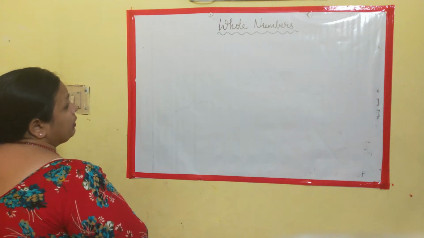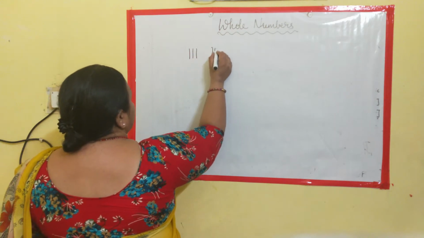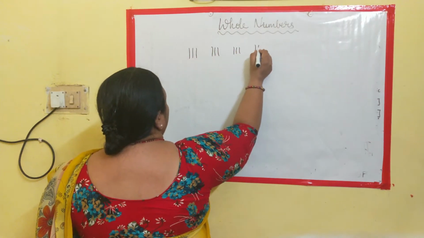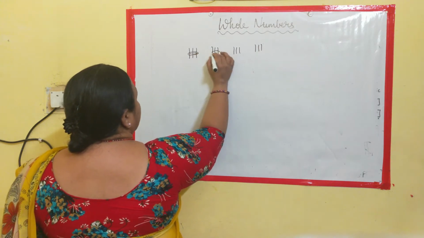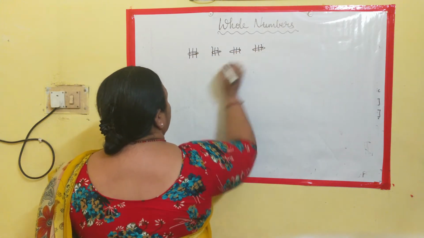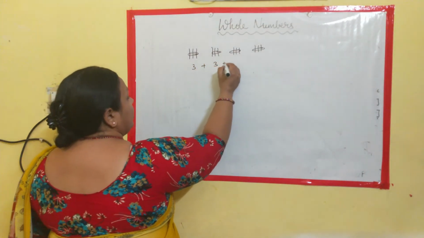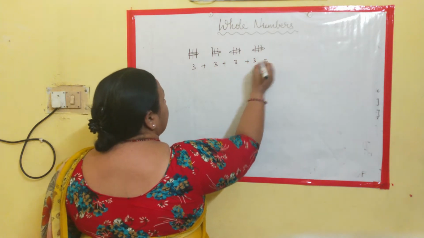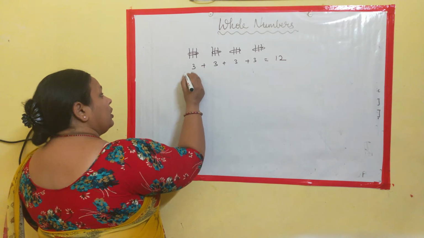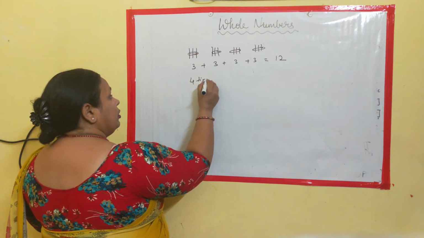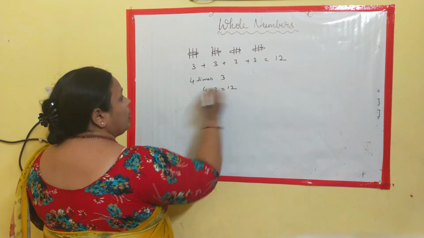Let's consider an example where we have bundles of sticks, and three sticks are bound in one bundle. So we have altogether 4 bundles. That is 3 plus 3 plus 3 and 3. You know the addition is 12. But this 4 times we have 3, that is 4 into 3, is also 12.